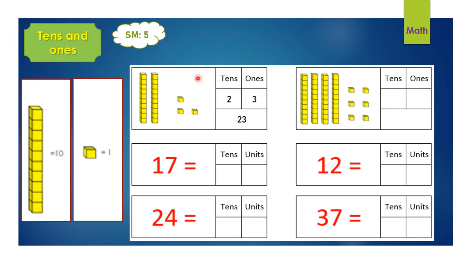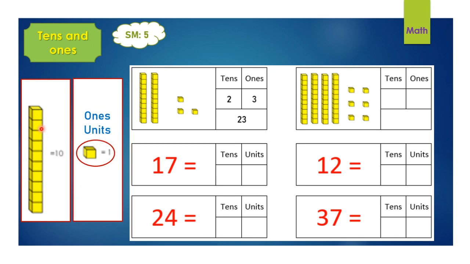Now, as you can see, we have small cubes and big bars. The small cube represents only 1. So every small cube, I know it's equal 1. So we call the small cubes ones and units.